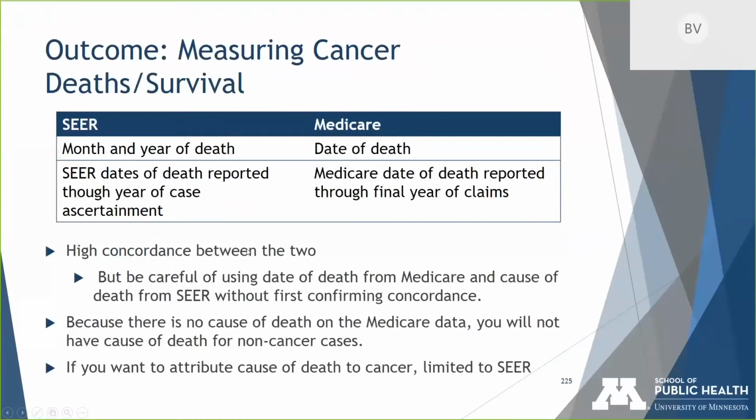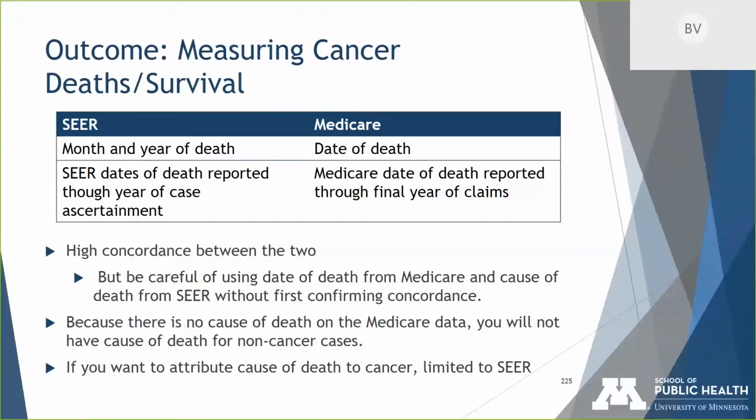Mortality data. If you are interested in measuring cancer deaths or survival or overall survival, you have a couple of choices. SEER will provide month and year of death, and Medicare actually gives you a date of death. Most of the time, the Medicare date of death is extremely accurate, like 97% of the time you will never find a Medicare claim that occurs after death, but sometimes you will find something that happens, or maybe they're discharged a couple of days after Medicare says they've died. Again, that's usually less than 1 or 2%, but just something to note.